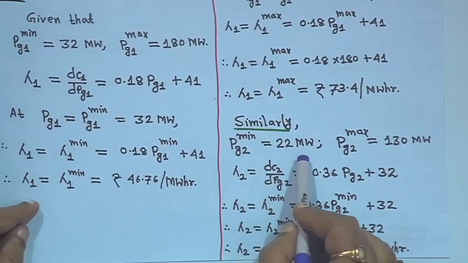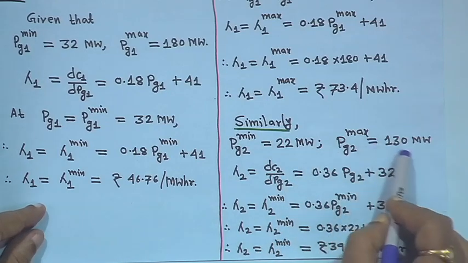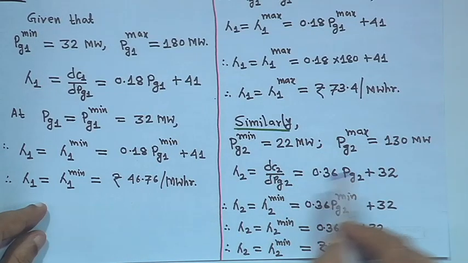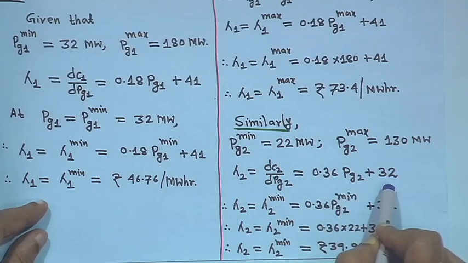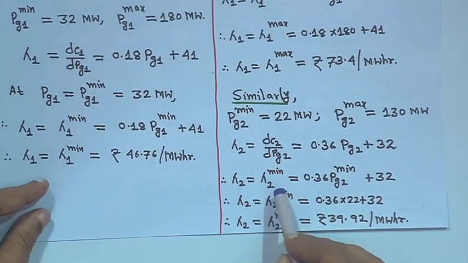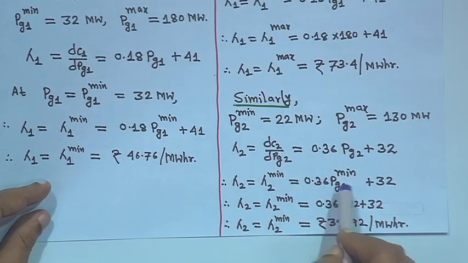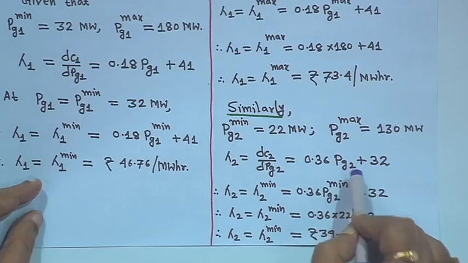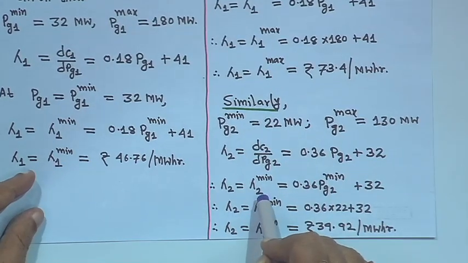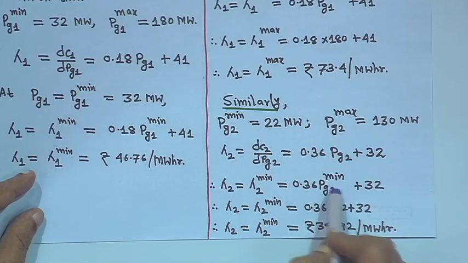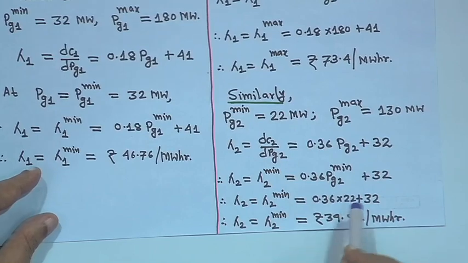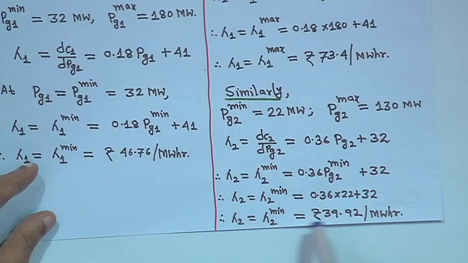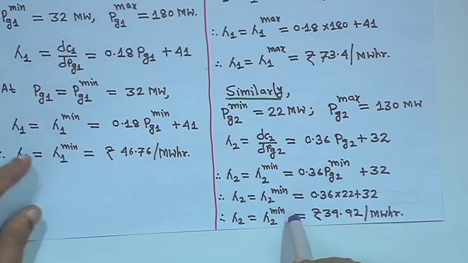Pg2 min is equal to 22 megawatt and Pg2 max is 130 megawatt. Therefore lambda 2 is equal to dC2/dPg2, which is 0.36 Pg2 plus 32. Now, first you put Pg2 equal to Pg2 min in this equation. So lambda 2 min is equal to 0.36 Pg2 min plus 32, and Pg2 min is 22 megawatt. If you substitute 22 here, you will get lambda 2 min, which is rupees 39.92 per megawatt hour. This is lambda 2 min.